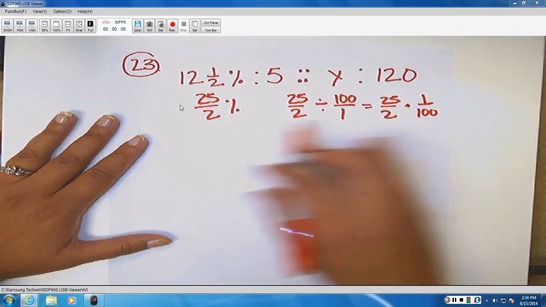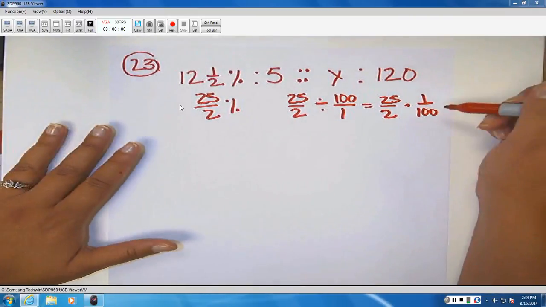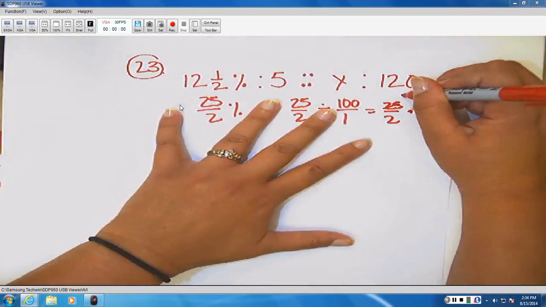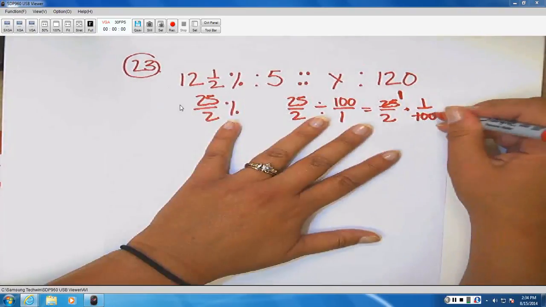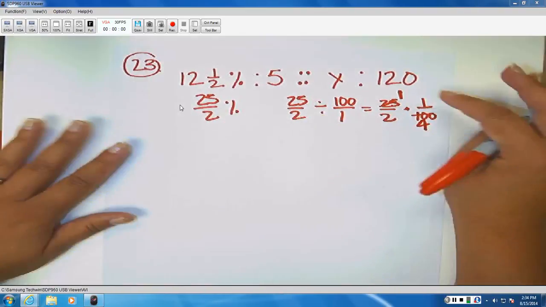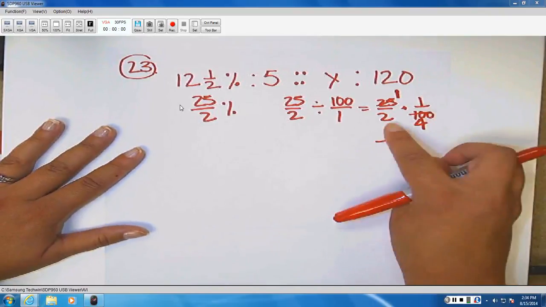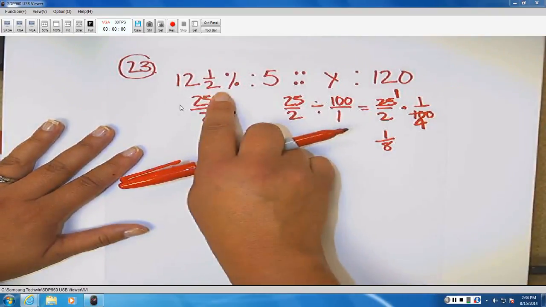And then I will just multiply. Actually, before I do that, I'm going to reduce. I know that I can reduce here. 25 will go into 25 one time, and 25 will go into 100 4 times. So now I'll multiply across. So 1 times 1 is 1, and 2 times 4 is 8. So I end up with this number being 1/8.